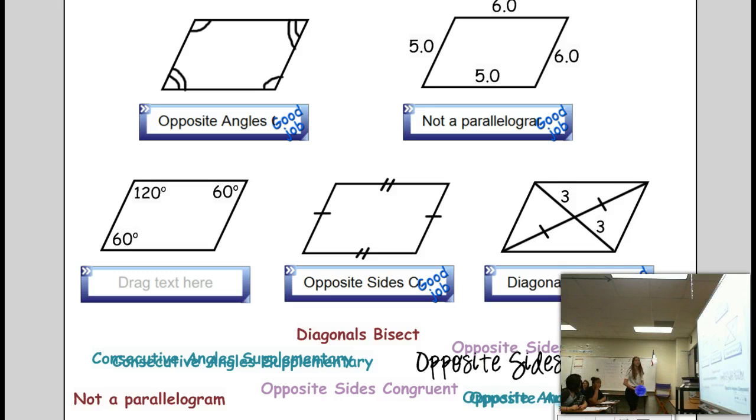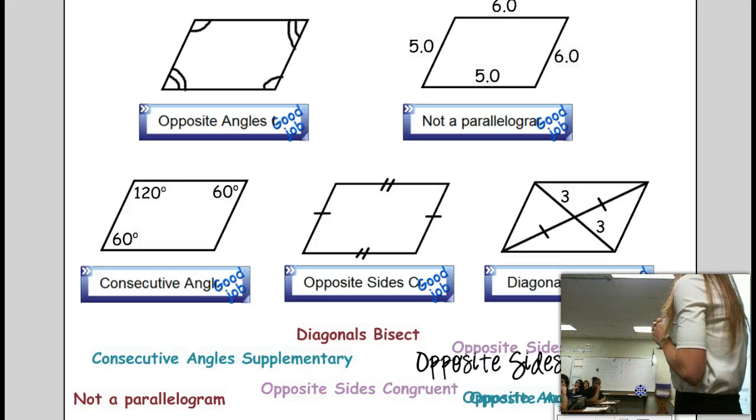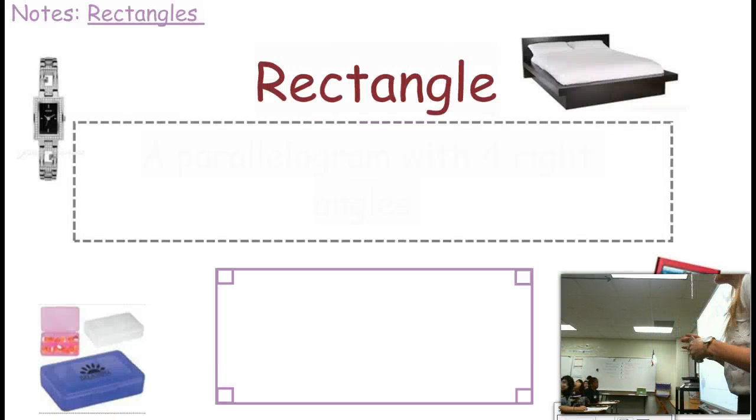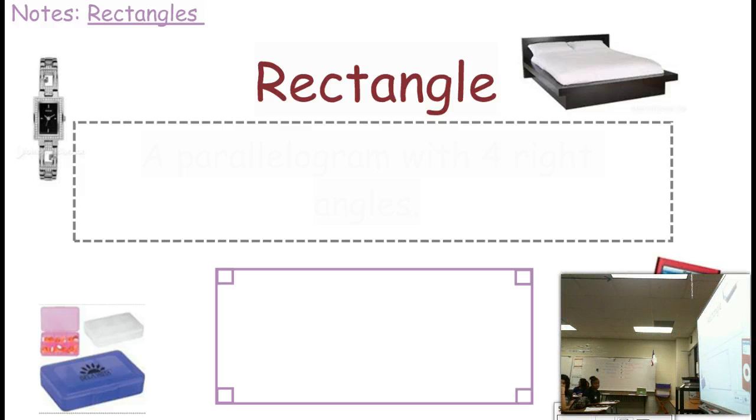Okay, so we are going to move on. This one is consecutive angles are supplementary because 120 plus 60 is 180. So here's what we're going to do now. We are going to go to your family tree. We're going to go to where it says rectangle, and we're going to add 2 bonus properties for a rectangle.